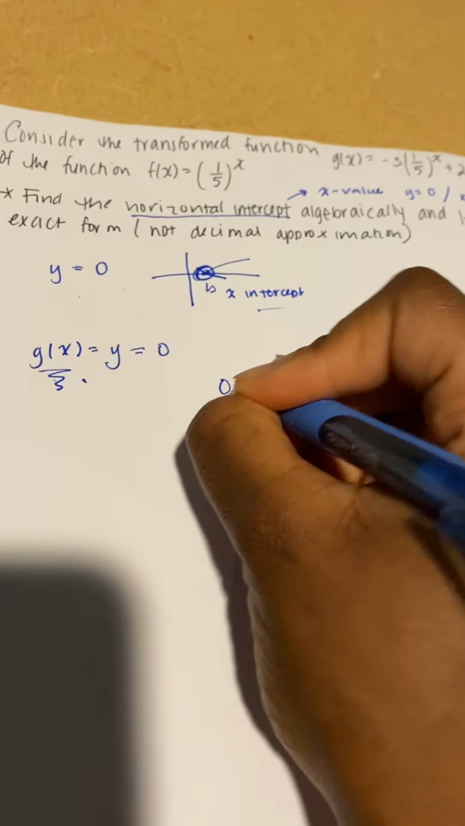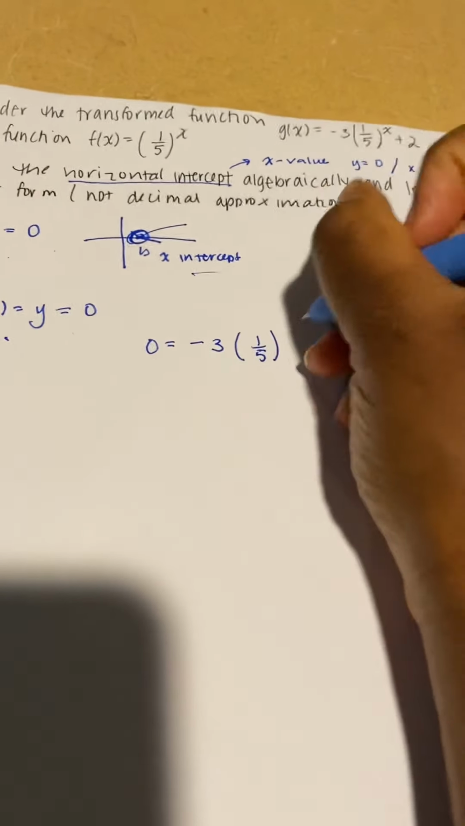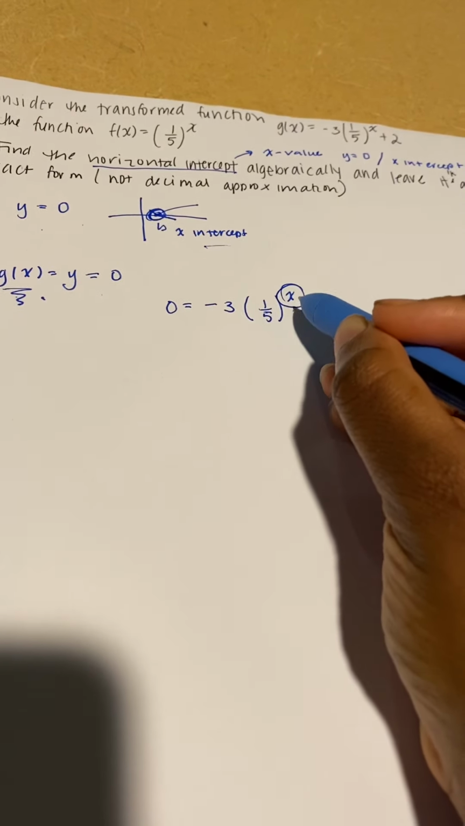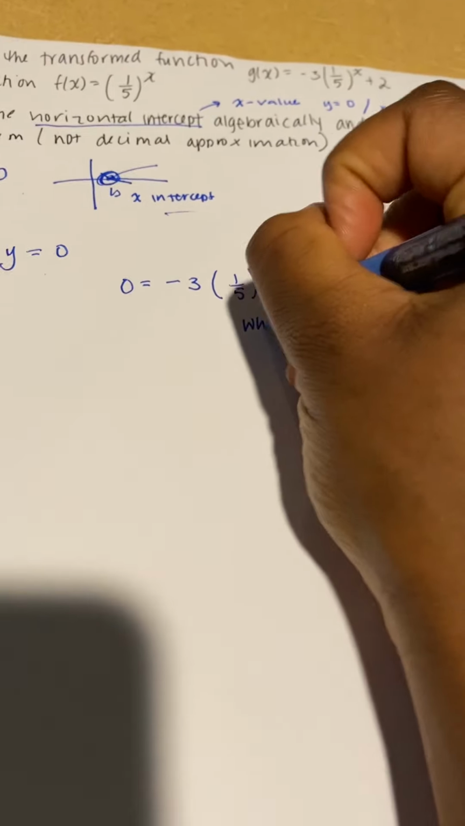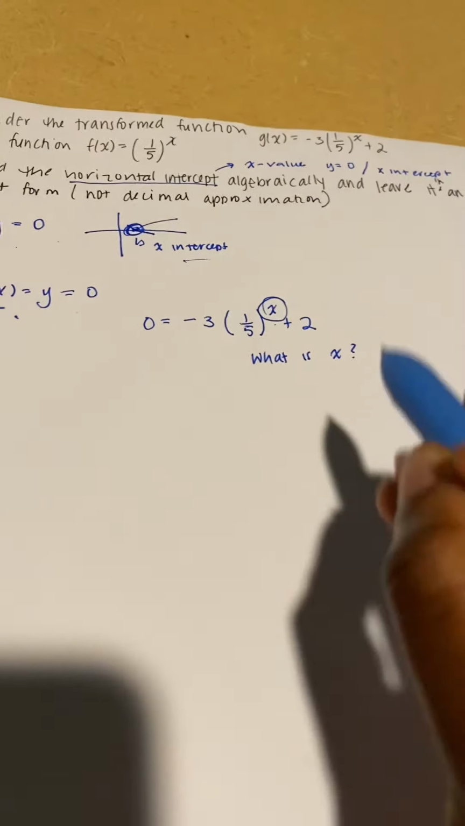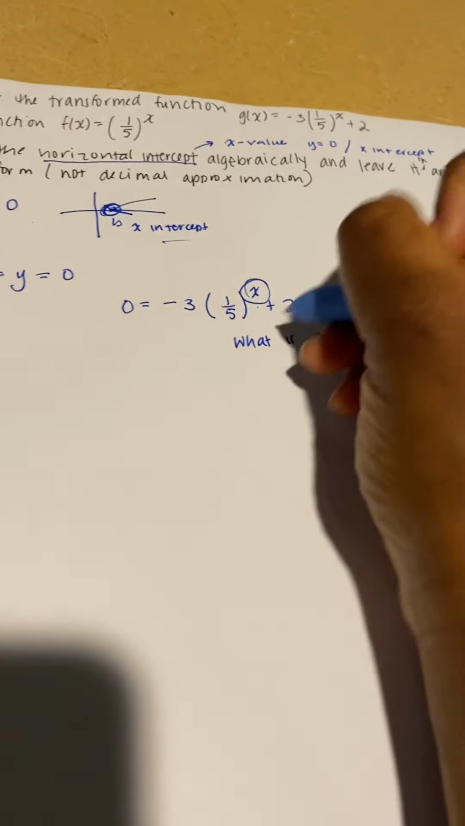So it's going to be 0 equals -3 times (1/5) to the x power plus 2. And this is when we start looking for our x. Our x is the variable that we're looking for because it's the only variable that we have in order to find our x-intercept. So we need to find what is x. The simplest thing to do right now is to separate everything from x, and we can start by subtracting the 2 from both sides. So -2 on this side and -2 on this side.